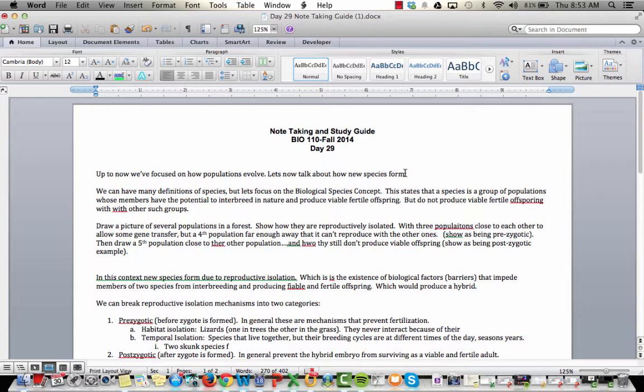There are many different kinds of definitions of species, and we're going to focus on the biological species concept. Now, this species concept states that a species is a group of populations whose members have the potential to interbreed, and that their progeny will be viable and they'll be fertile. However, these populations cannot make fertile and viable offspring with other groups of organisms.